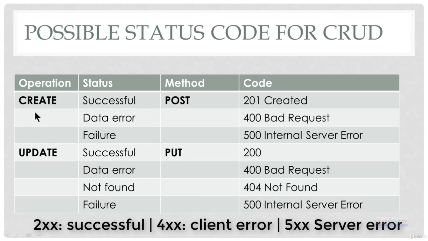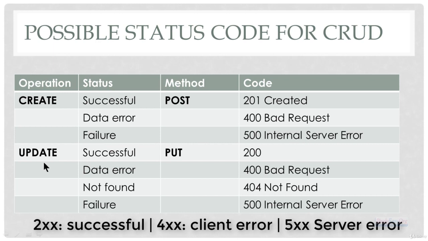Finally, let us also check the create operation. If the create operation is successful, we must return the 201 Created status code. If there is a data related error, then we should return the 400 Bad Request code. And finally, if the create operation fails, then we can return the 500 Internal Server Error code.